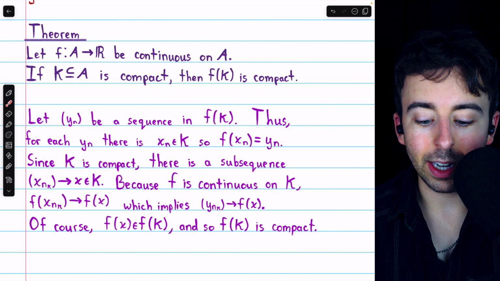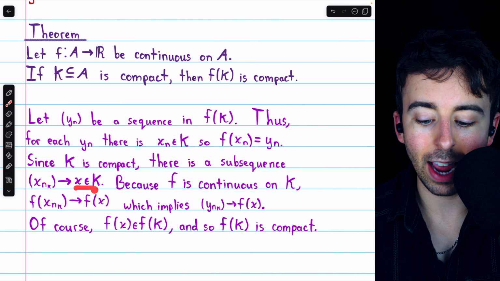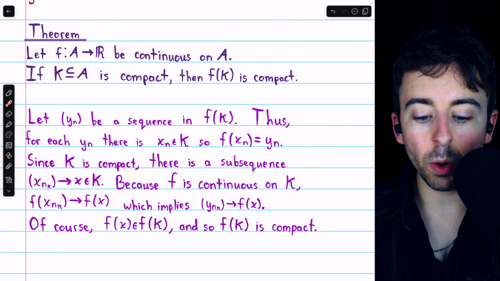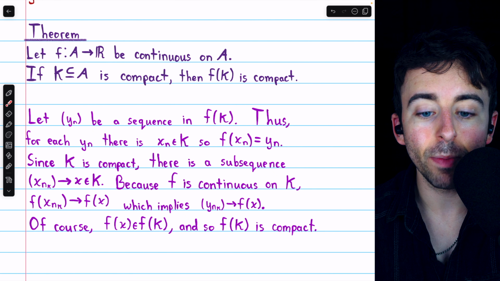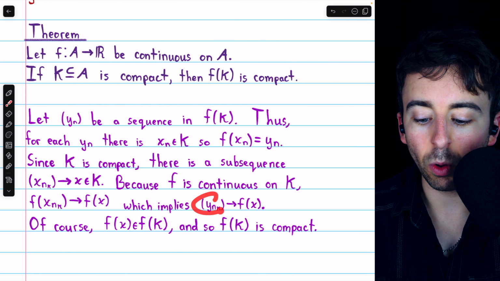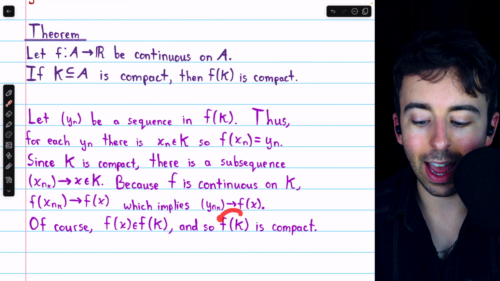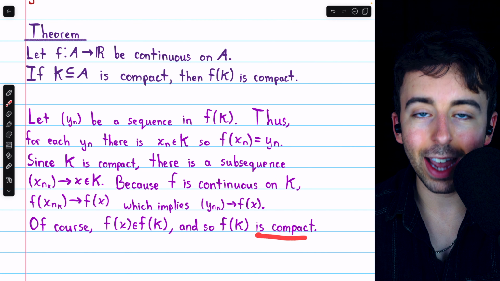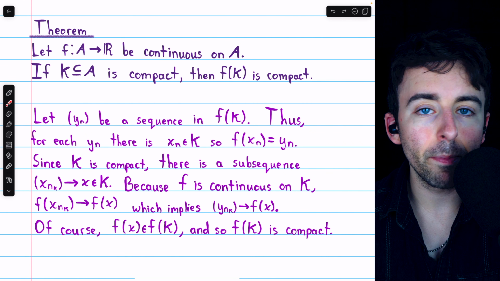Of course, by definition, f of x is an element of f of K, because x is an element of K, and so we've shown that this arbitrary sequence y_n in the image f of K must have this subsequence y_{n_k} that converges to something that's also in f of K. And so f of K is compact. So indeed, continuous functions preserve compactness.